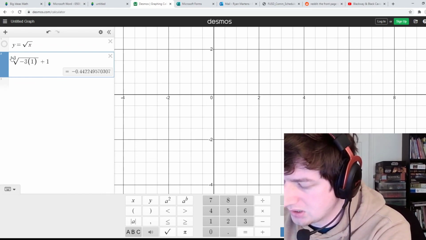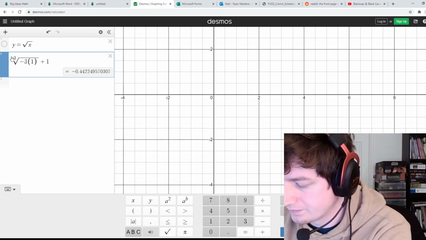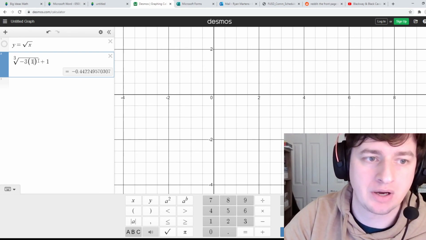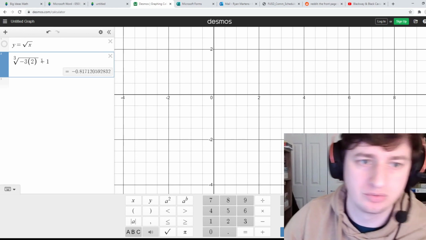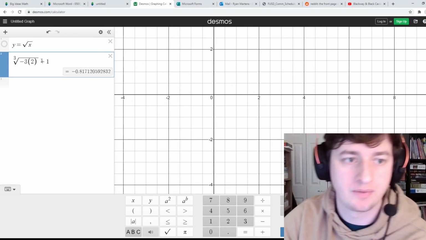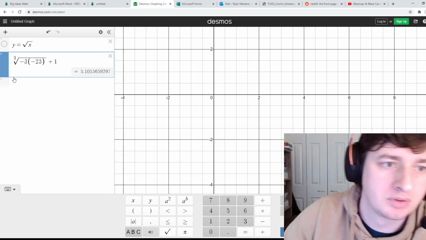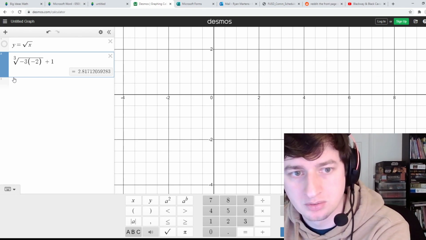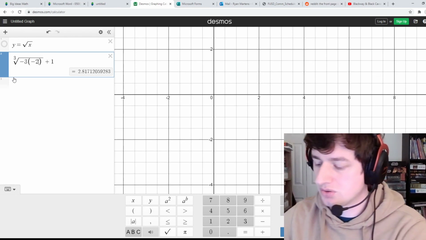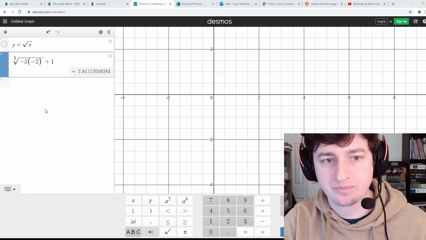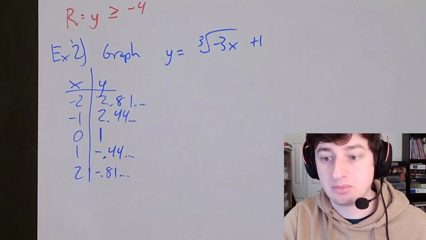So this is -0.44. This adding 1 here changes the value. And then if we put a 2, -0.81. And then if we make that a -2, we get 2.81. Okay, so to find these values, we're going to need to use a calculator. Okay, so then I have my table filled out.